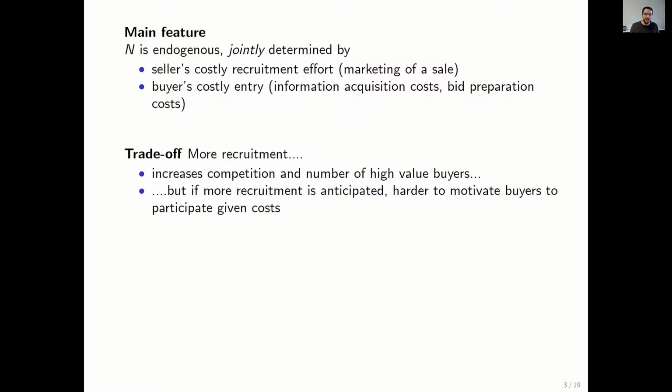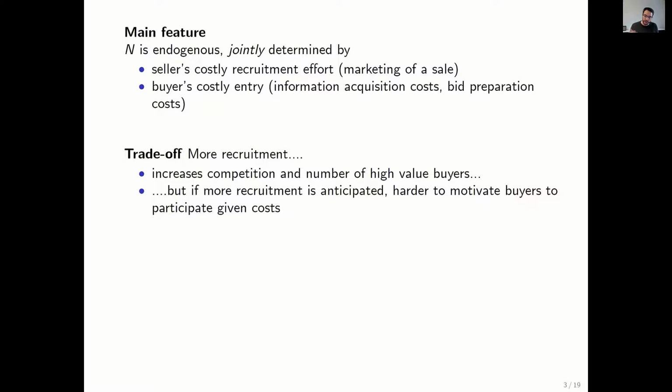The main trade-off from the viewpoint of the seller is that recruiting more bidders is a good thing. First, because it increases competition: for any given value v, a bidder submits a higher bid if there are more other bidders around. And second, there's a higher probability of having a high value bidder. On the other hand, if more recruitment is anticipated by the bidders, it will be harder to motivate them to actually participate given their participation cost.